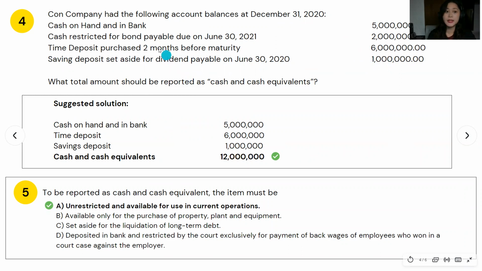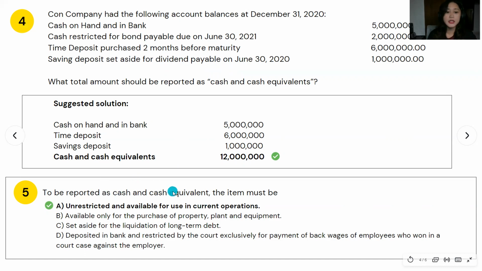Bakit siya kasama and hindi kasama si bonds payable? Kasi yung nature niya is current. Dividends payable is current payable. So, 12 million. Okay, number 5.